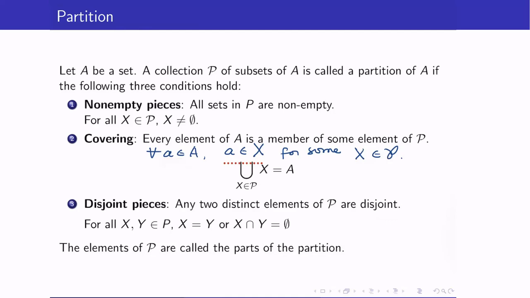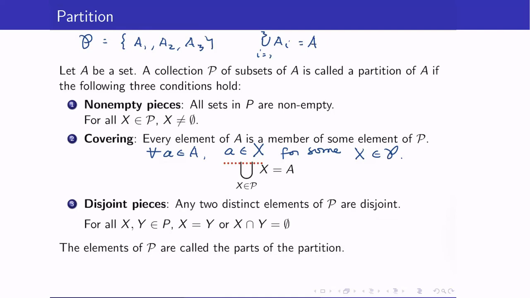Alternatively, this means that when you get the union of all the elements in the partition, we should get A. So what this is saying is, for example, P is, let's say, A1, A2, A3. Then we have the union of all the Ai's. It should be equal to capital A.